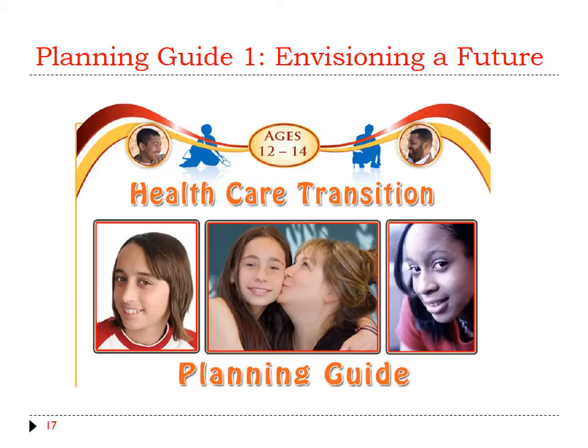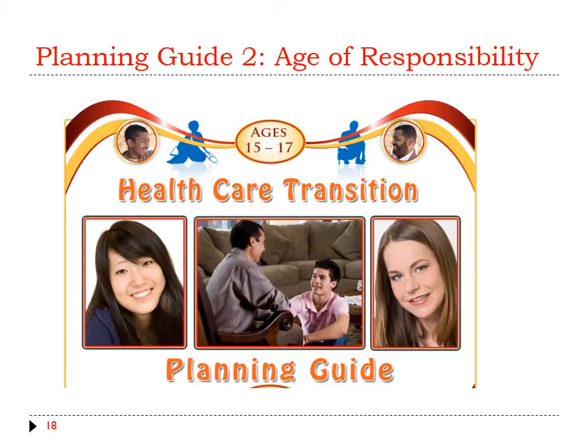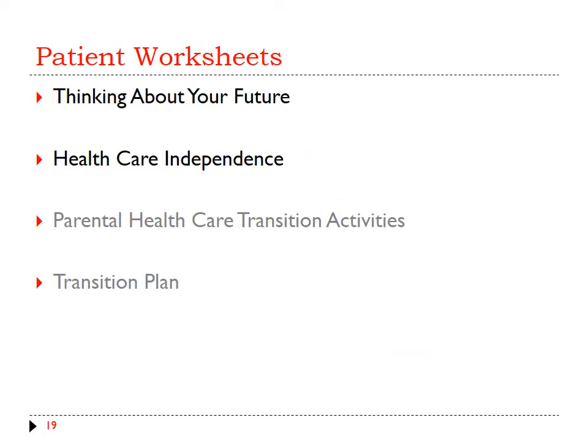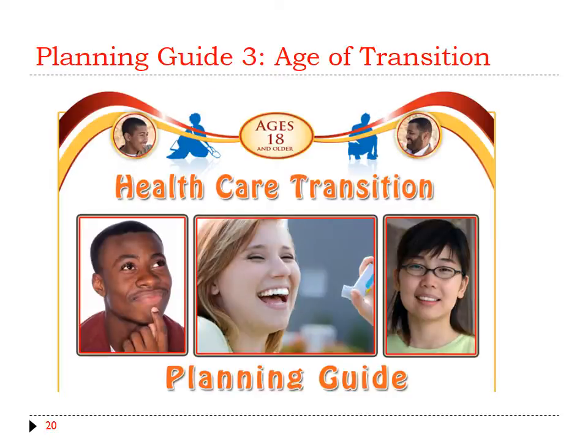Envisioning a future is a critical first step in the long-term process of transition. The Transition Planning Guide asks a number of questions to start this process. Planning Guide 2 follows a similar format to the first guide, with added emphasis on the youth's new responsibilities and their self-efficacy. The first 2 planning guides for youth have only 2 sets of worksheets, Thinking About Your Future and Healthcare Independence. Parents and caregivers complete the other 2 sets of worksheets.